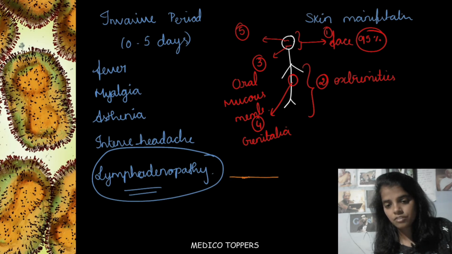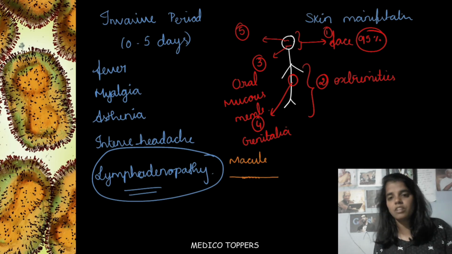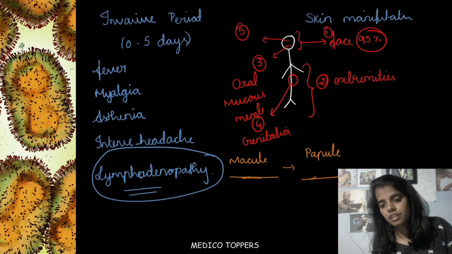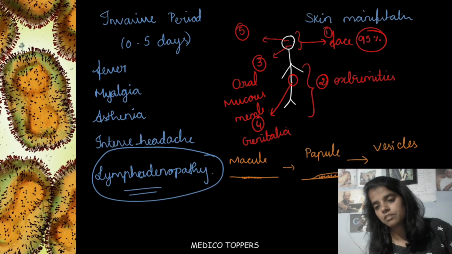First, the lesion will appear as a macule. A macule is a lesion pertaining only to the skin level. There will be no raising. And then it will change into a papule. Here there will be a little raise above the skin level. The eruption will be like this, and this papule changes into vesicles. Here this raised elevated portion will have clear fluid.